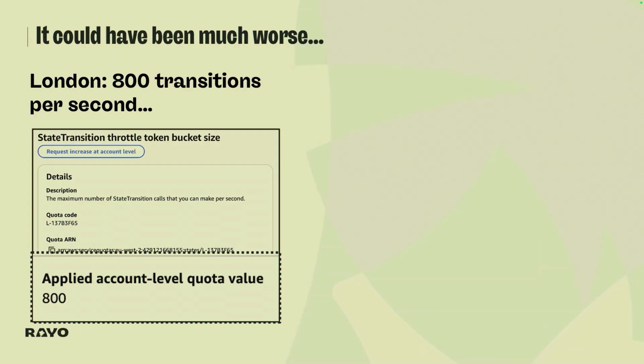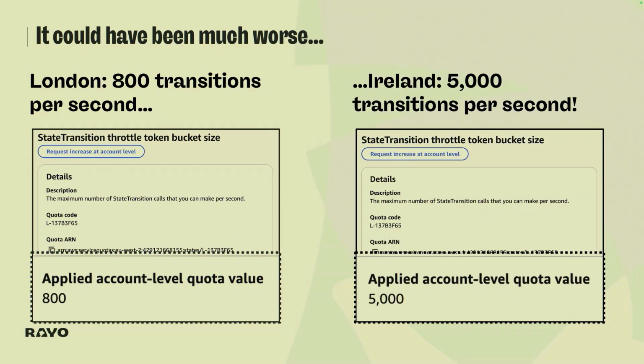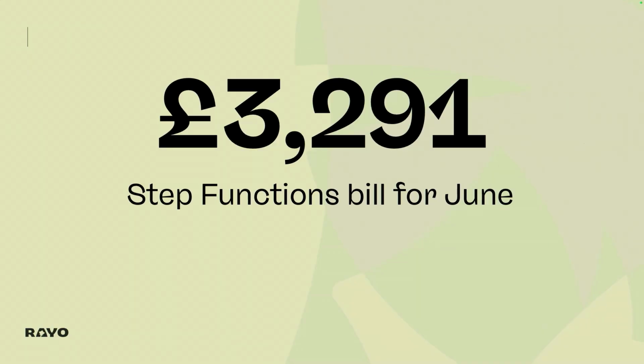If you look at the quota limits for the London region, which is where this is running, there's an account-level quota of 800 transitions per second. If I'd been running this in Dublin, that's got a 5,000 transitions per second limit. That would have been more than 6 times the cost. As it was, it cost more than £3,000 for that one mistake for Step Functions. It would have been 20-odd K if it had been in Ireland. But it wasn't just that.